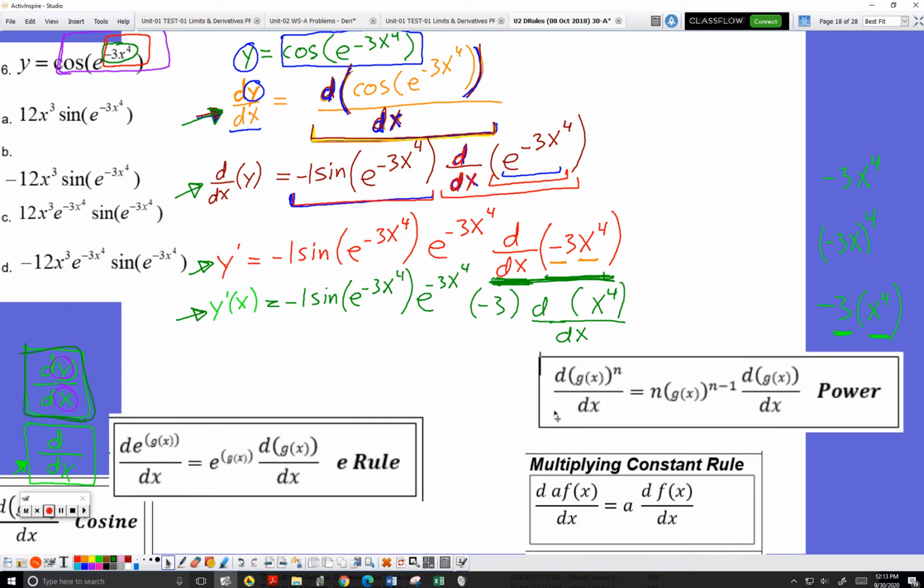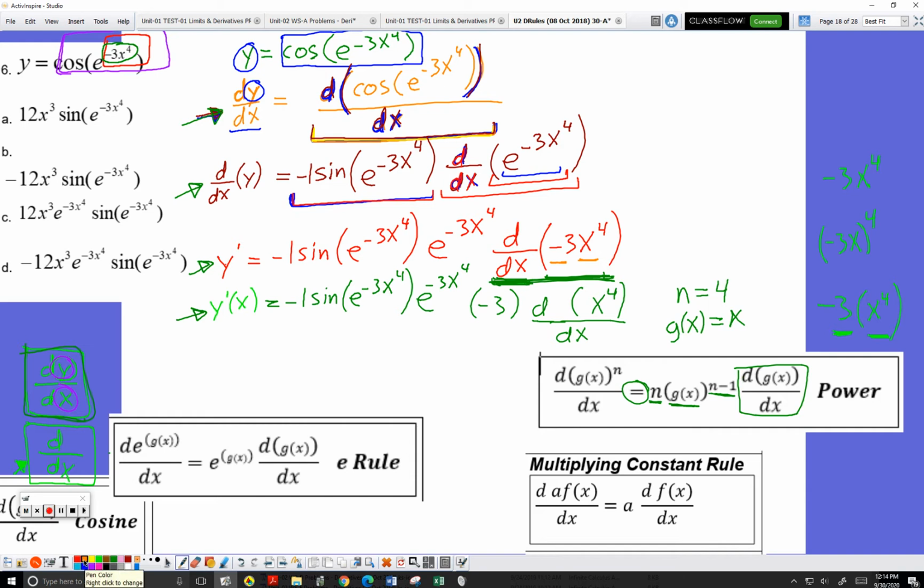Okay, notice how g of x changed once again. This time when I'm using the power rule, g of x is going to be just x. And the n in the power rule will be 4. We need to talk more about that. Cool. So using the rule, it says I'm supposed to write down n first, and g of x raised to the n minus 1, then d dx of g of x. So we're going to do all of that.